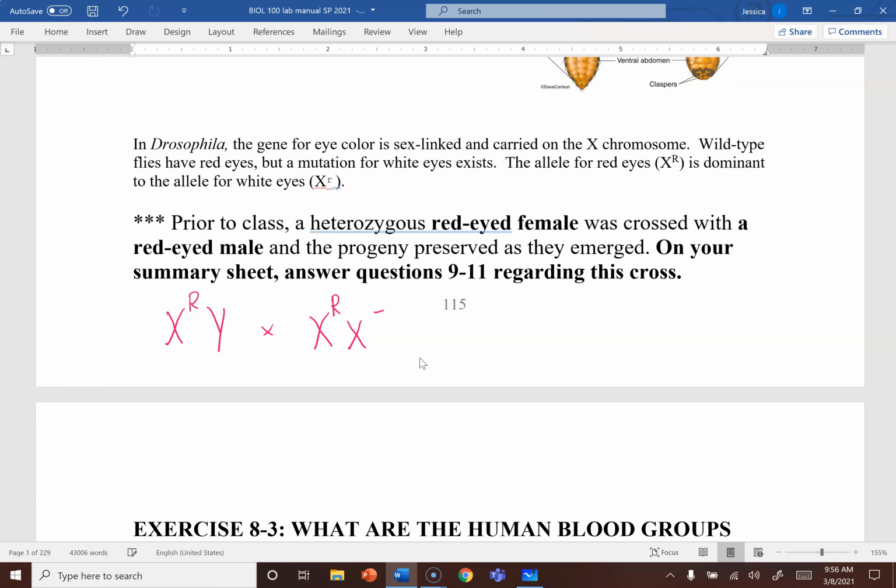You're going to have to look at the progeny or the children of this cross to determine if this female is heterozygous or homozygous. So you'll have to fill in their genotypes. And then you're going to count up the number of individuals and determine whether or not it fits the expected ratio from the given cross.